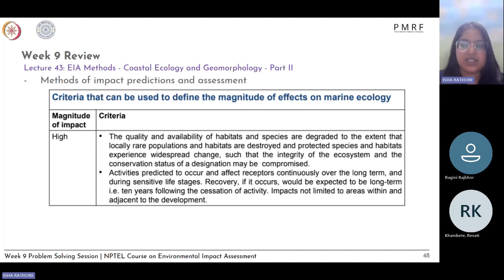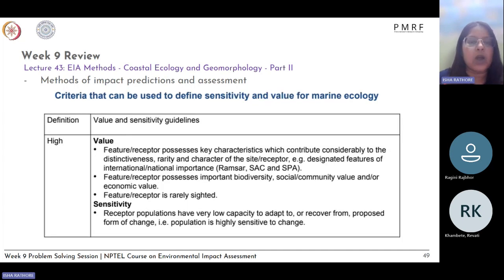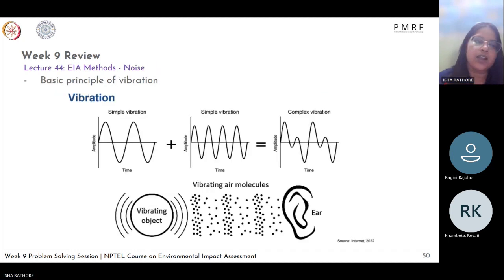Recovery, if it occurs, would be expected to be long term, that is 10 years following the stopping of that activity. So, impacts are not limited to areas within and adjacent to the development. Certain criteria can exist which determine what a high magnitude of impact could mean relating to marine ecology. You can read up again on the magnitude. For marine ecology, we also have how it affects the value and sensitivity based on the different parameters. Again, all of this was discussed in lecture 43.